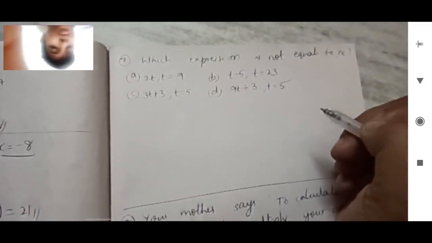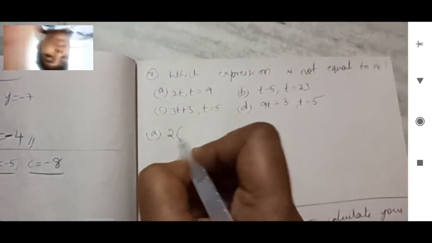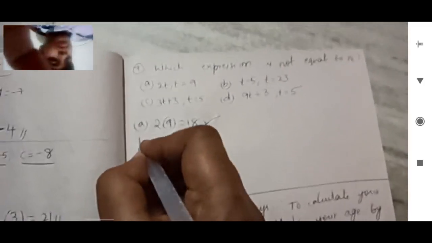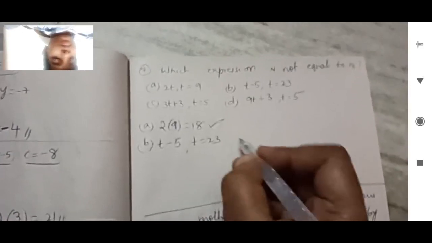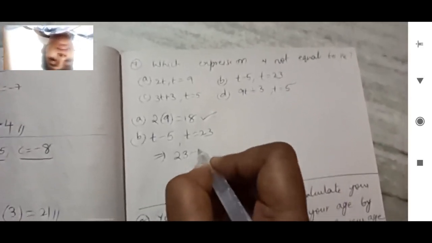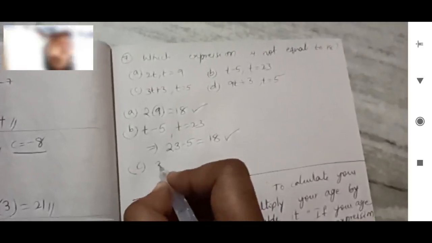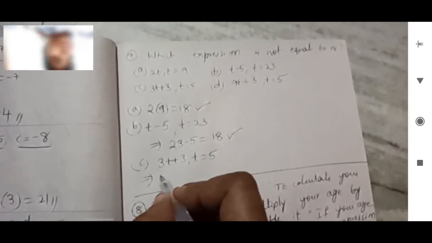So next one is which expression is not equals to 18, antunnadu. So not equals to 18. So A bit what they have given, 2t, t is equals to 9. 2 into 9, 18. So this is correct. Not equals to ravali manaku. B bit, t minus 5. Here t is equals to 23. So implies 23 minus 5. How much, Nana? 18. This one is also correct. C bit, 3t plus 3. T is equals to 5. In the place of t, 5 we have to keep.